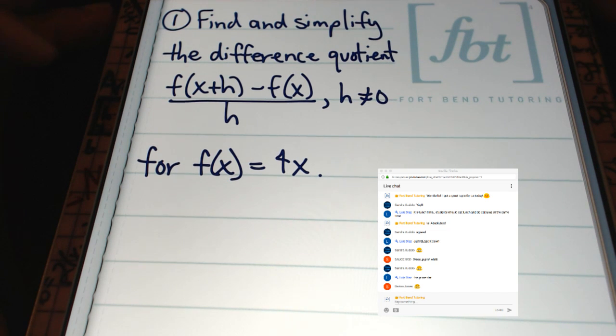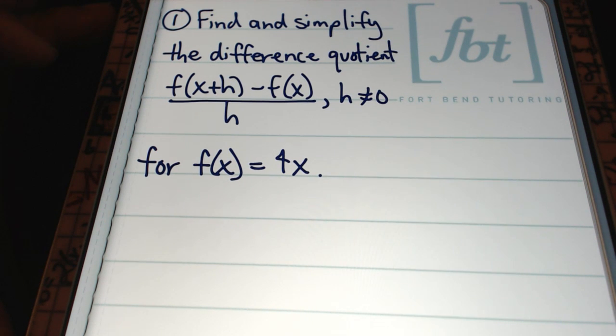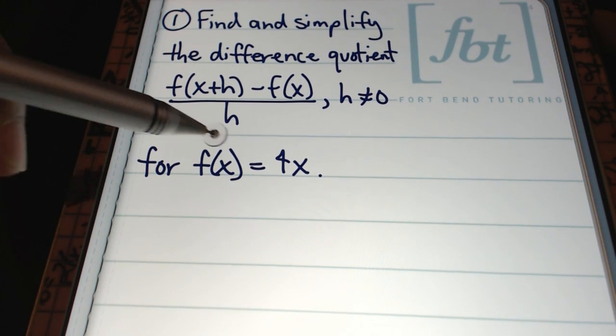What's going on, Darian? Let's go ahead and get into business, guys, with problem number 1 here. It says to find and simplify this difference quotient. We have f of x plus h minus f of x, divided by h, where h does not equal 0, for the function f of x equals 4x.